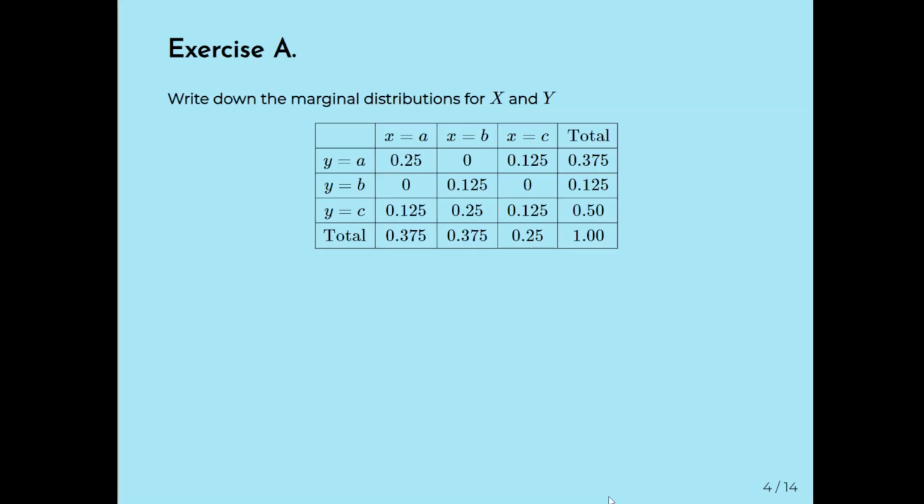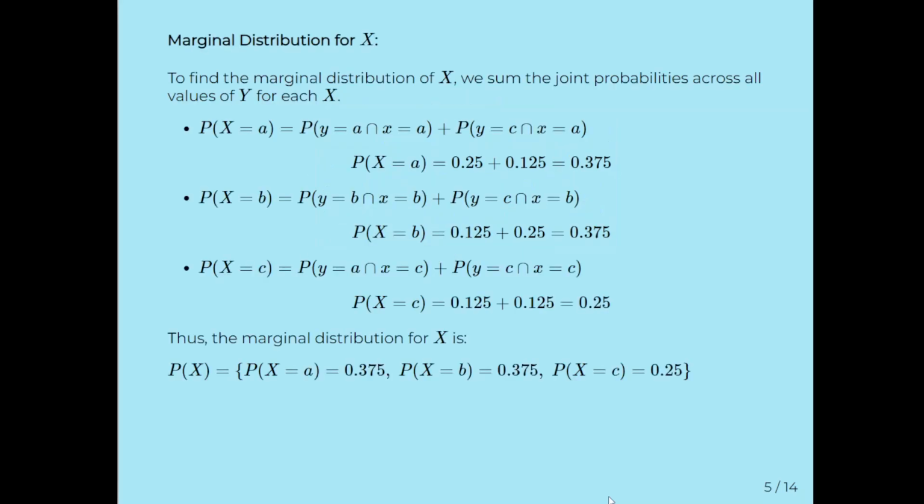The probability of x equals a is 0.375, x equals b is also 0.375, and x equals c is 0.25. You should check that the totals equal 1. That's the marginal distribution of x. Essentially what we do is add up all the row totals and column totals.